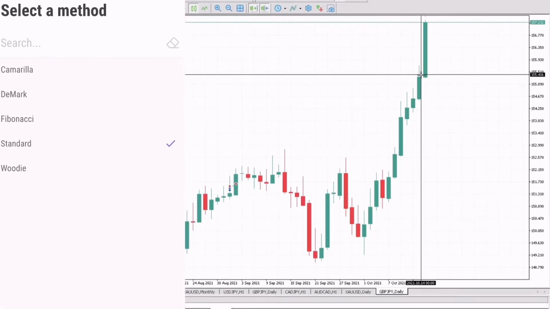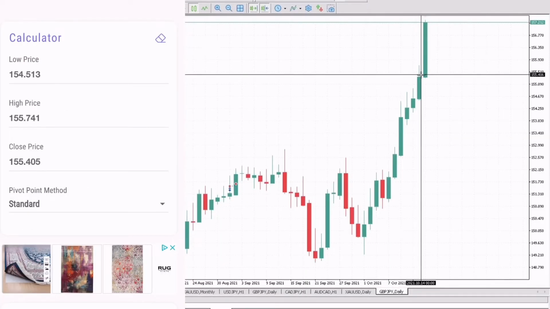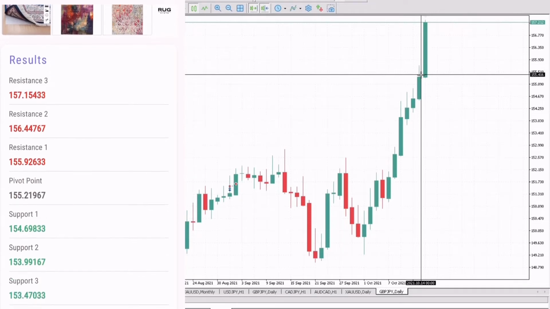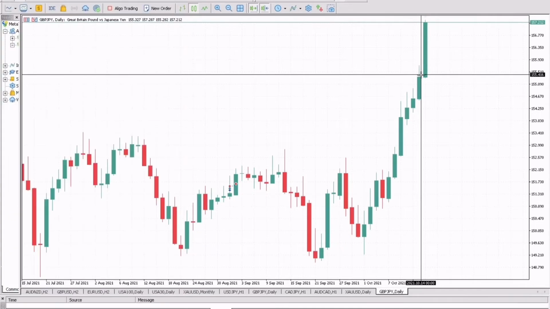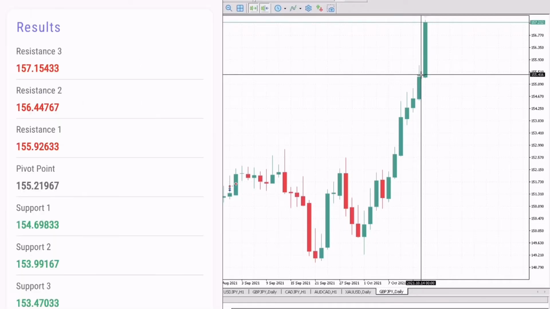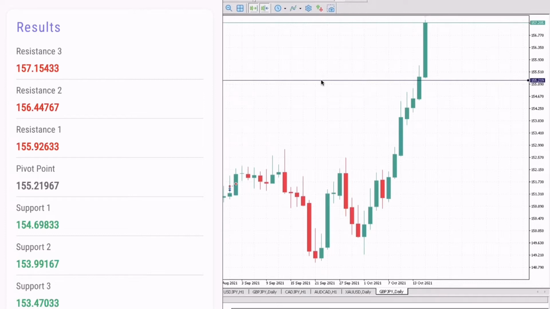Now, in placing your pivot point, this is it. You take this horizontal line, then you look for where the pivot point is. It says 155.29. Now let's look for 155.21. This is what it gave us, 155.21. Then this is your pivot point.